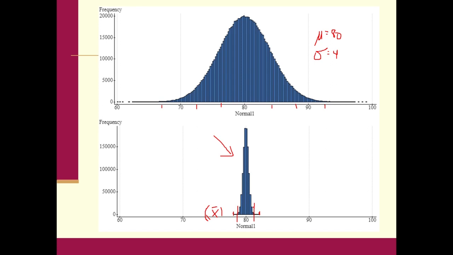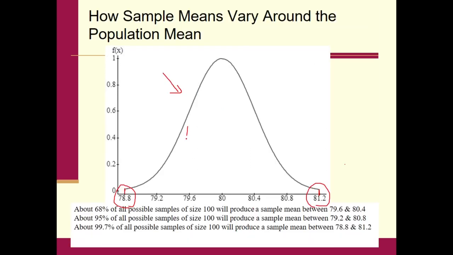So here's the thing. Remember when I told you that with a population of 100 and a sample size of 10, we could get 17.3 trillion unique samples? Well, guess what? I don't care that we can get that many X bars. Why? Because I know that 68% of them will be contained between here and here. I know 95% of them will be contained from here to here, and that practically all of them will be contained between 78.8 and 81.2. We're going to use this idea again and again in inferential statistics, which is coming up very soon in chapter 8.